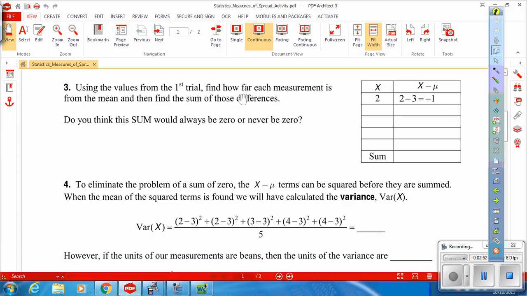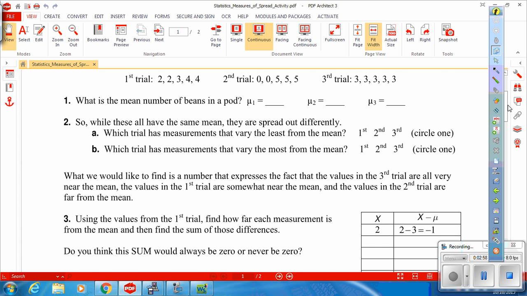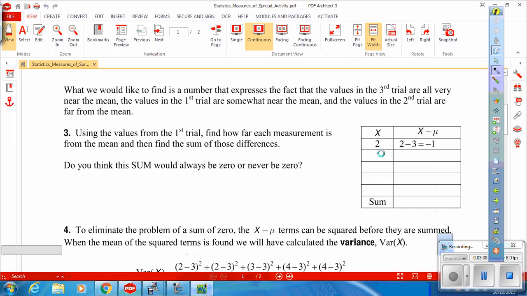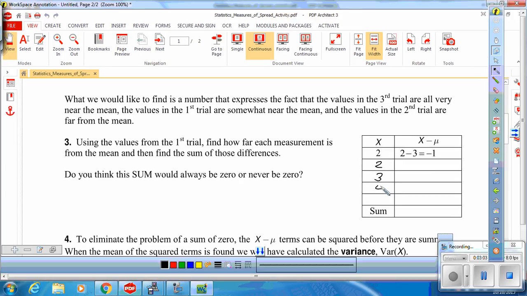So we want to find the values from the first trial about how far those numbers actually are from the mean. So we just need to know, what is that distance? So the numbers from that trial were 2 and 2, 3, 4, and 4. So we just want to take all of these and subtract what the actual mean was. So 2 minus 3 is -1. 3 minus 3 is 0. 4 minus 3 is 1. And 4 minus 3 is 1. So if we add all this up, I get -1 plus -1 is -2, -2, -1, 0. So I got a sum of 0.